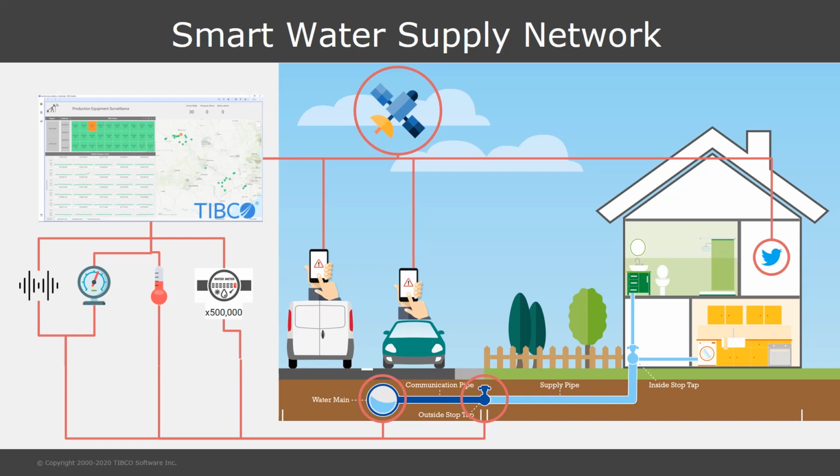This is a typical water supply network. You could see here you have main water pipes, communication pipes, supply pipes, and inside stop taps for end customer supply. So across the supply network, there are sensors placed at various points of the supply network. The sensors actually take the reading of temperature, pressure, motor amps.